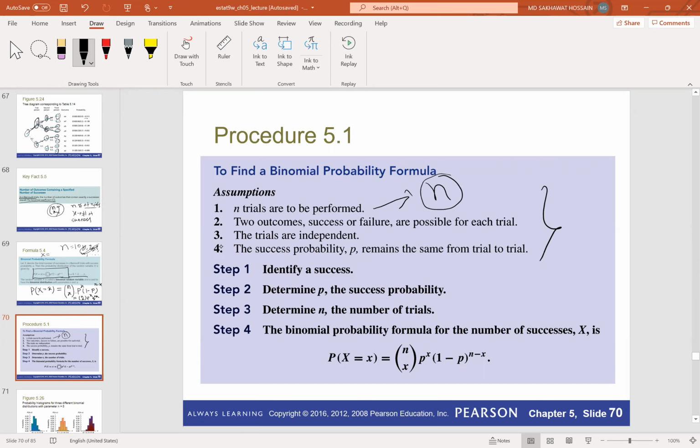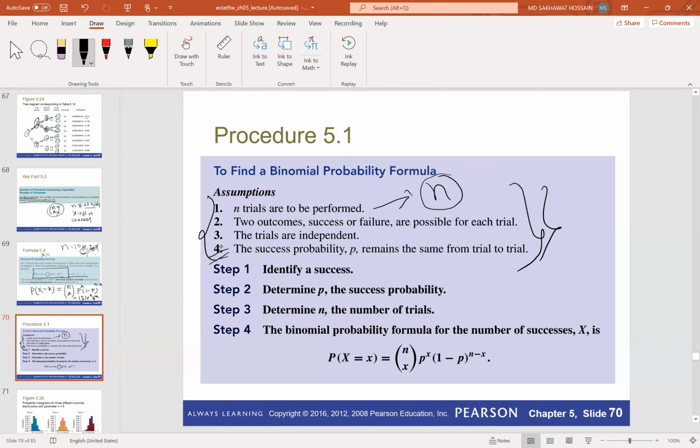Number 3 is the trials are independent. All the trials should be independent. The outcomes from one trial shouldn't depend on the outcomes of the other trials. And number 4 is the success probability p remains the same from trial to trial. So the success probability for each trial should be the same. If you see these 4 assumptions, then you can use the binomial formula to calculate the probability.